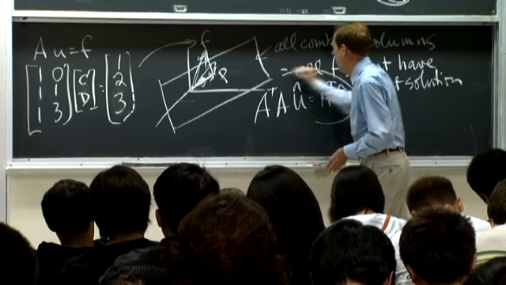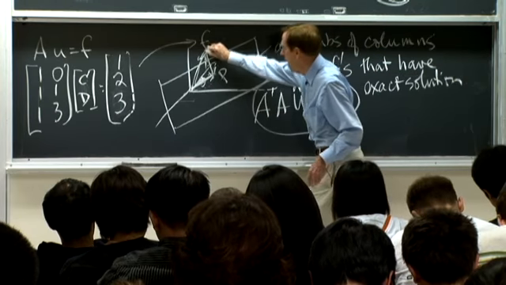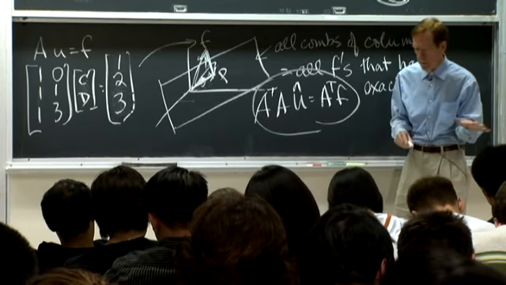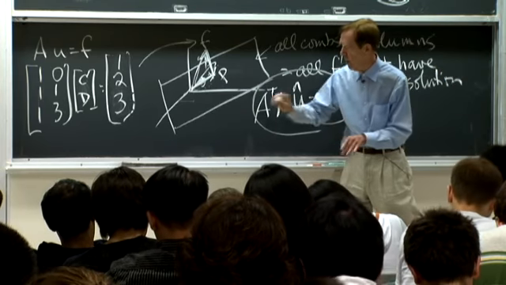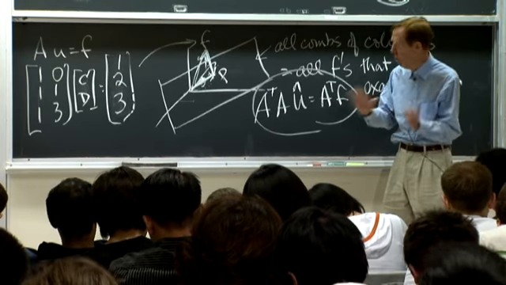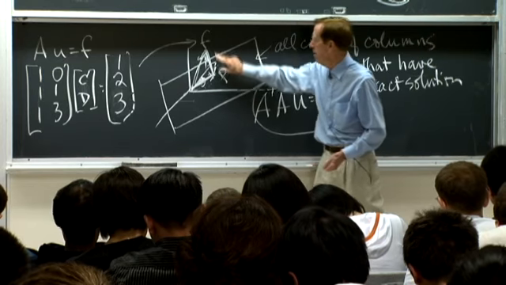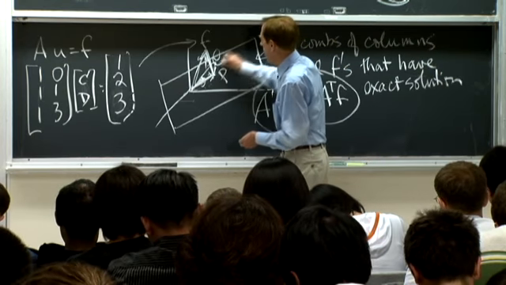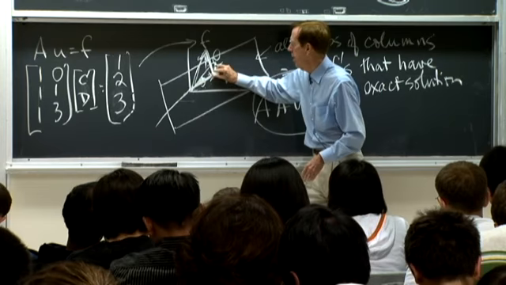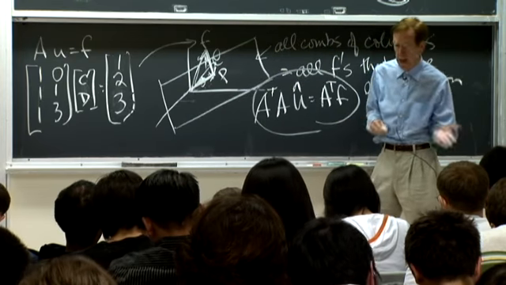This comes from projecting F down into the plane where straight lines do work exactly. So there's an error here that I can't deal with, and there's a part here, the projection part, that I can deal with.